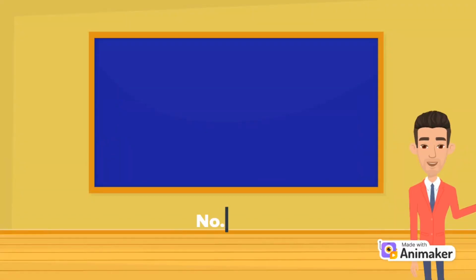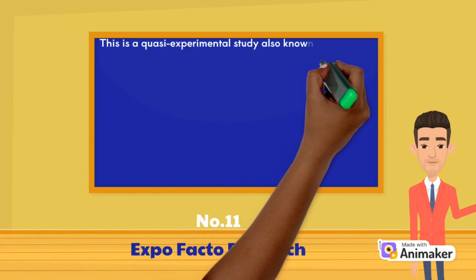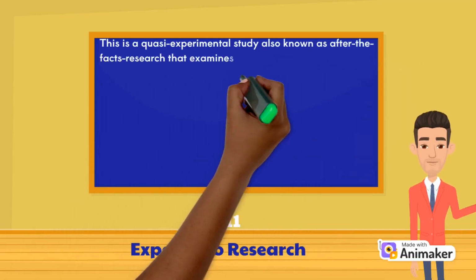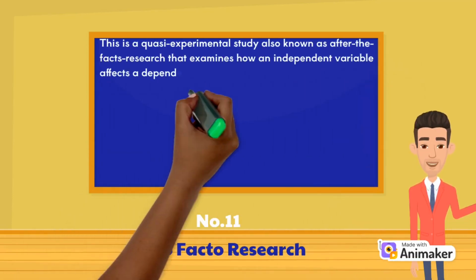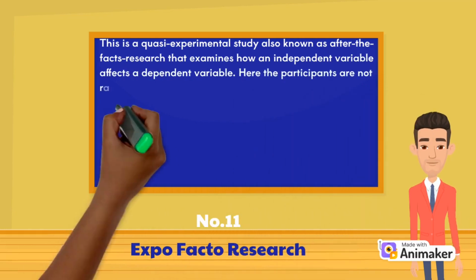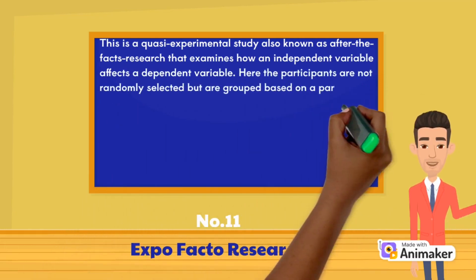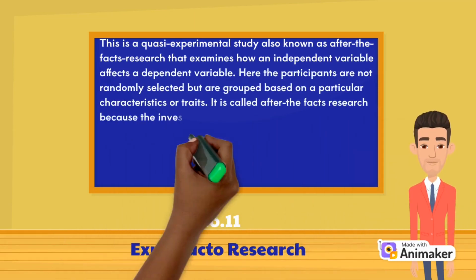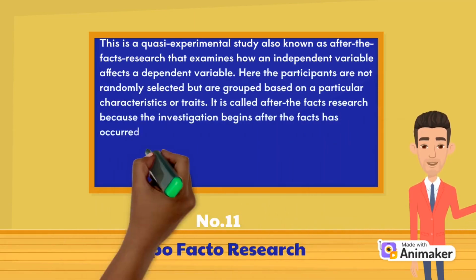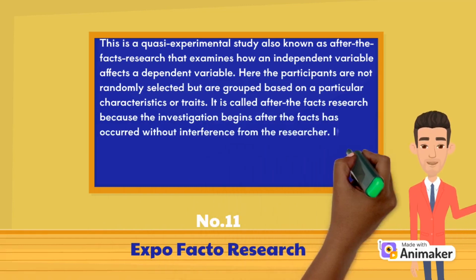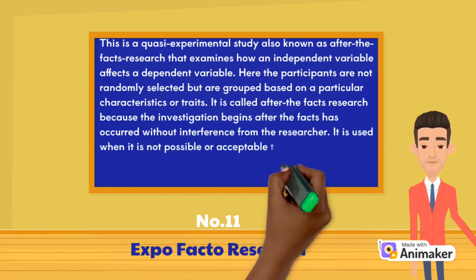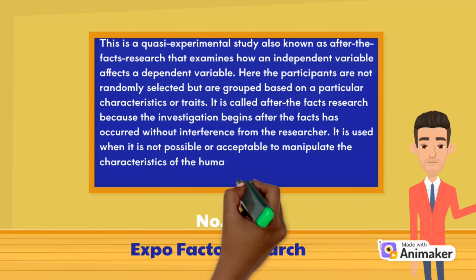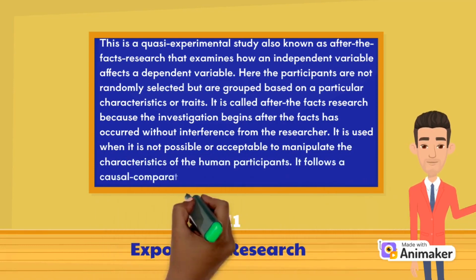Number 11. Ex post facto research. This is a quasi-experimental study, also known as after-the-fact research, that examines how an independent variable affects a dependent variable. Here the participants are not randomly selected but are grouped based on particular characteristics or traits. It is called after-the-fact research because the investigation begins after the fact has occurred, without interference from the researcher. It is used when it is not possible or acceptable to manipulate the characteristics of the human participants.